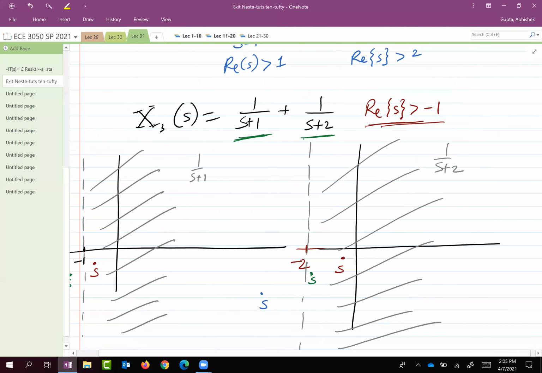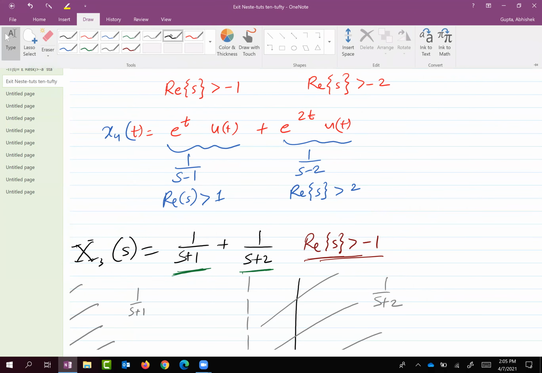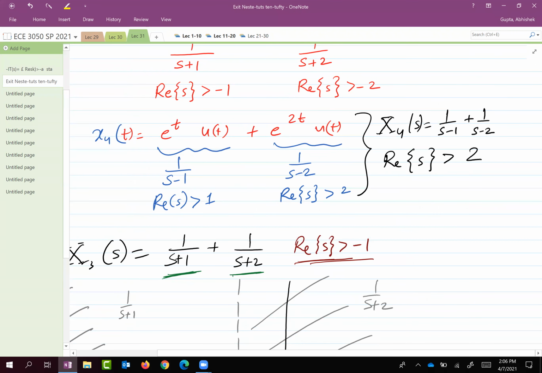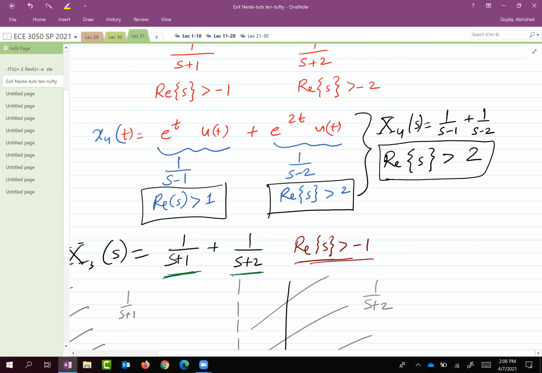Okay. Now, making the same argument in this case, we can argue that the Laplace transform of x4 would be 1 over s minus 1 plus 1 over s minus 2. And the region of convergence should be real part of s greater than 2, because this region of convergence is contained in this region of convergence and in this region of convergence. So it's the intersection of the two regions of convergence.